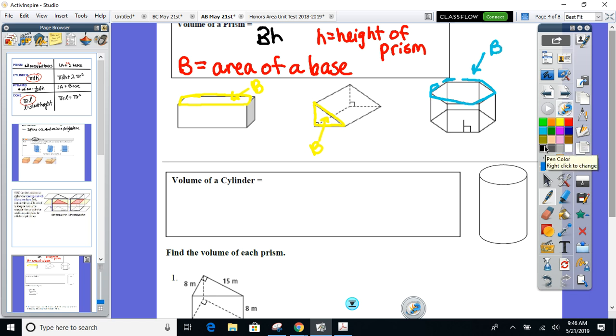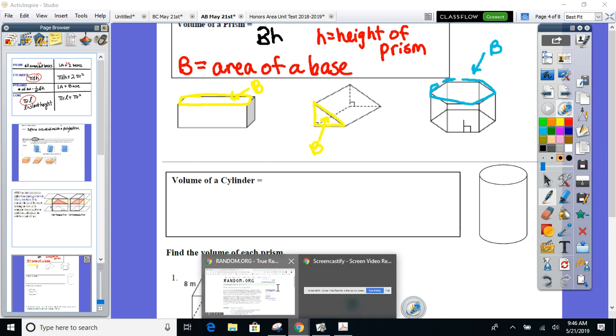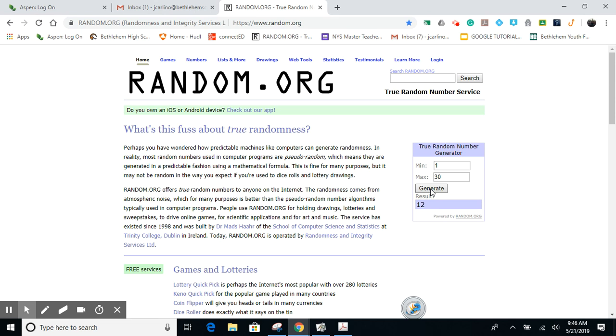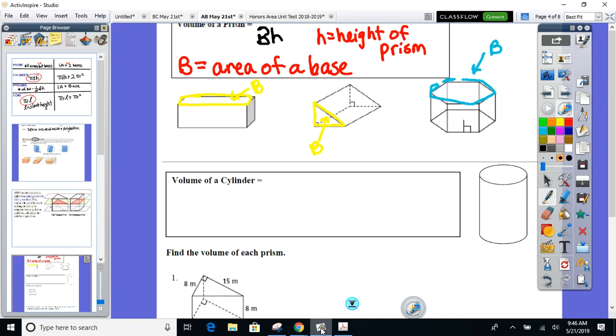Cylinder. Flip it over. Cylinder, that's also on there. Volume of a cylinder is pi r squared h. Isn't that still big BH? Everyone see that? That's still big BH. Why? What's the base of a cylinder? Circle, pi r squared. It's still BH.